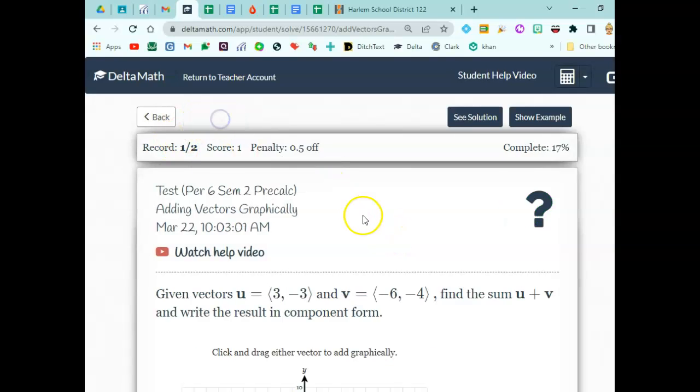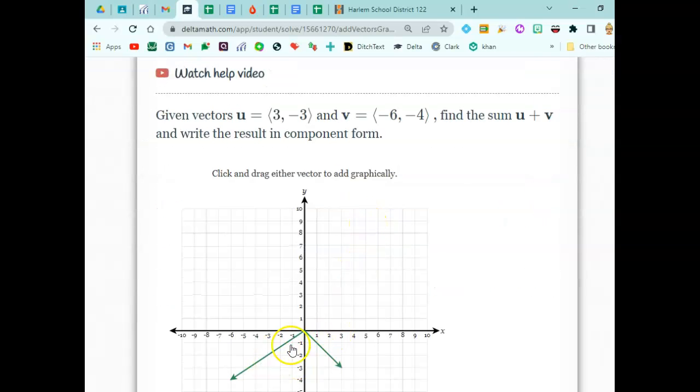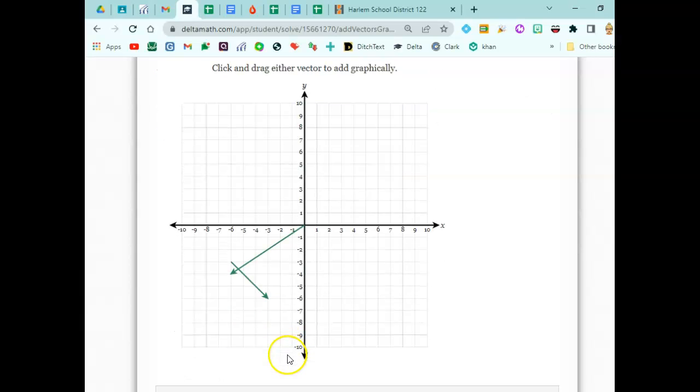Okay, let me show you another one. So they've drawn the vectors for us. We have to pick one of these and drag it. So we don't want them arrow to arrow. Okay, where one ends, the next one starts. So it does this. It's called tip to tail.